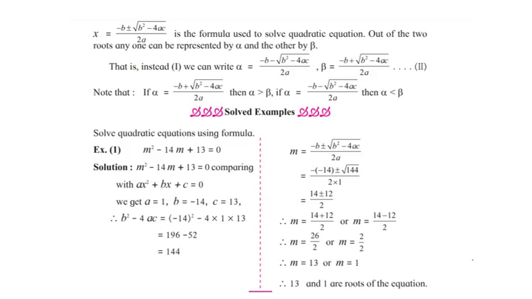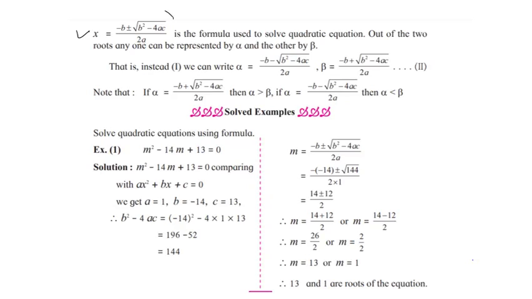Hello friends, in the last lecture we have studied the factorization method to get the roots of the given quadratic equation. Now today we are going to use the formula method to get the roots of the given quadratic equation. This is the formula: x equal to minus b plus minus root of b square minus 4ac upon 2a. This formula we are going to use to solve the quadratic equation.